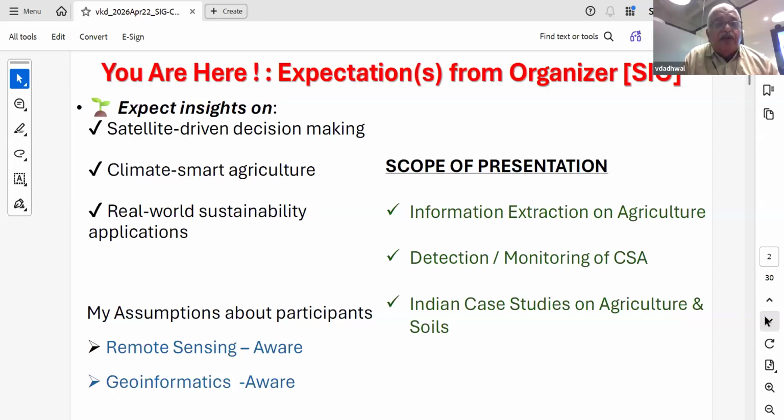You have very good social media presence. So it promised that all participants will get data-driven decision making. They will get understanding of climate smart agriculture exposure and real world sustainability applications.